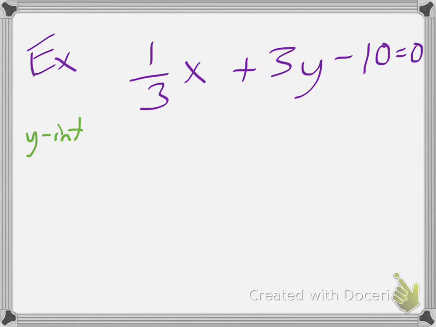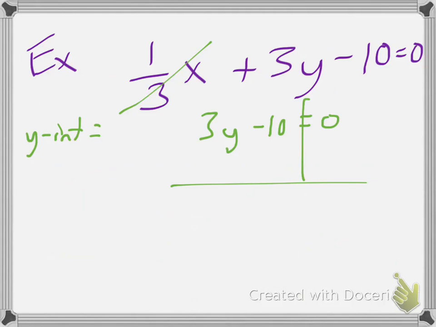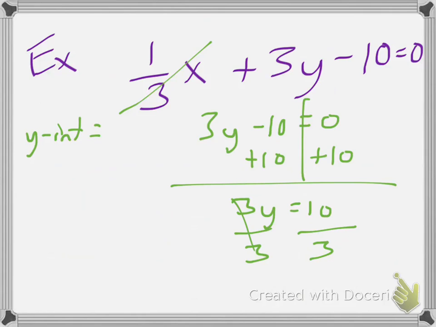So to do y-intercept, x is 0. So that means this goes away. So we have 3y minus 10 equals 0. We're going to solve for y by adding 10 to both sides. So you get 3y is equal to 10. And then you divide by 3. And our y-intercept is 10/3, or 3 1/3.